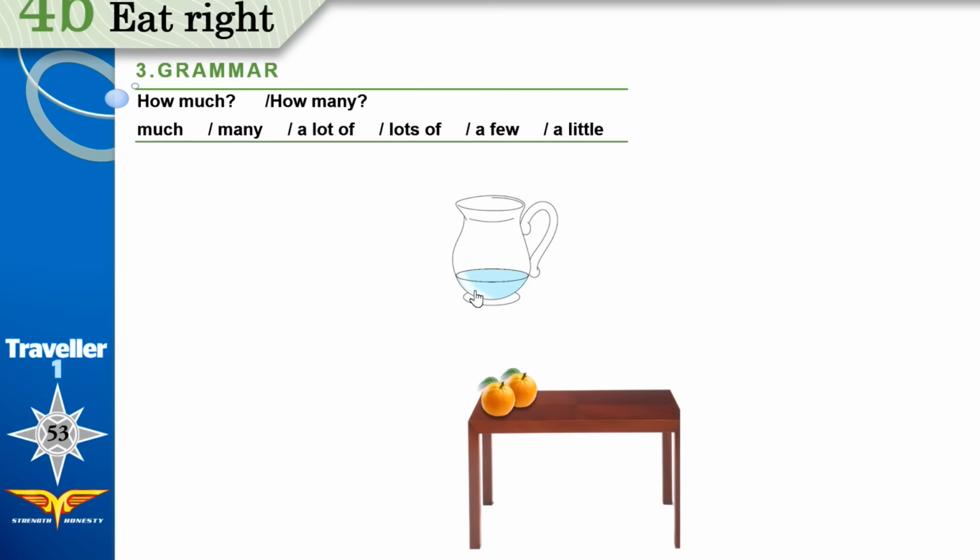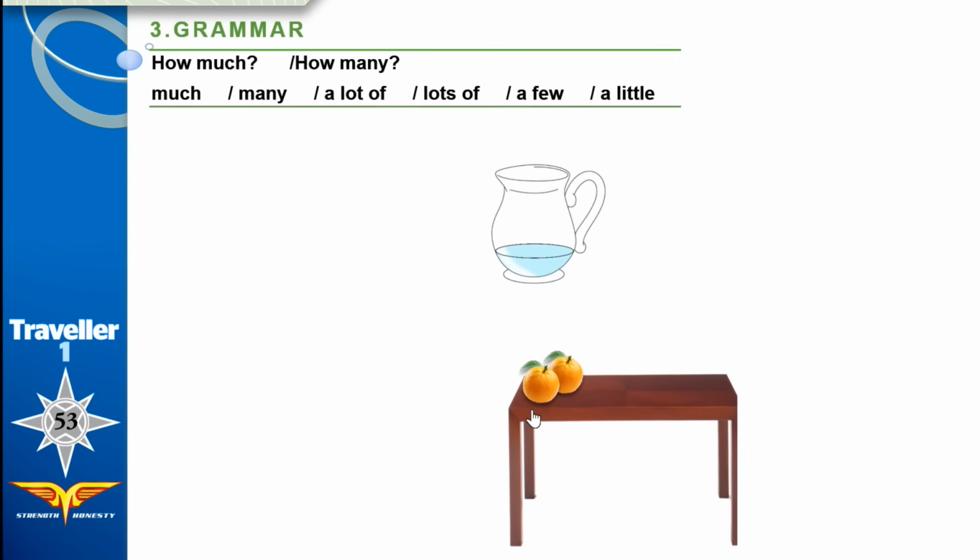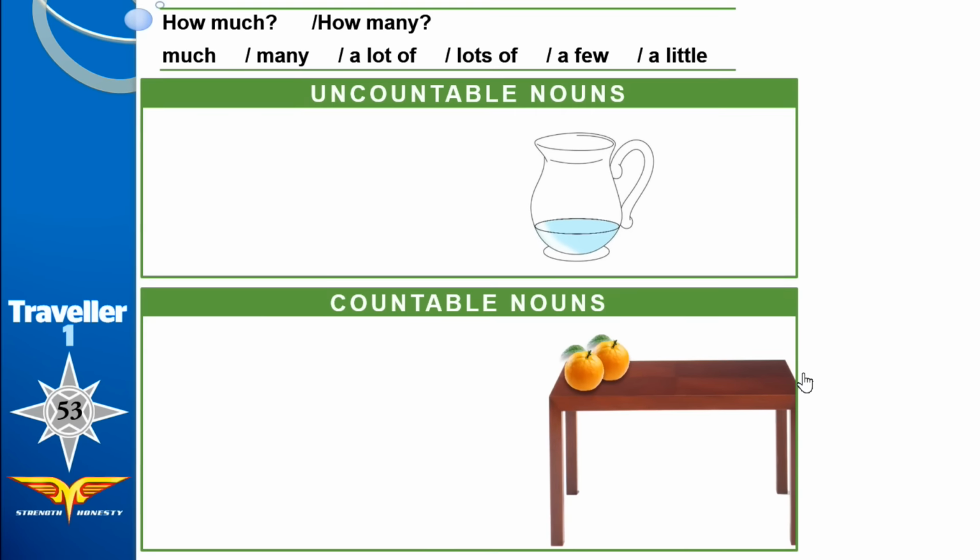A jug of water, two oranges on a table. The water represents all the uncountable nouns. The oranges represent all the countable nouns. Let's start by learning how to use how much and how many.